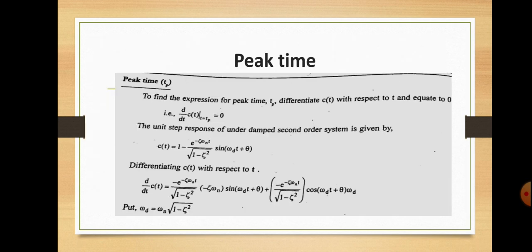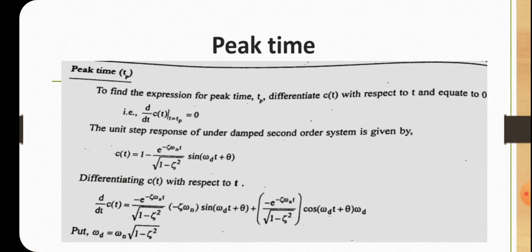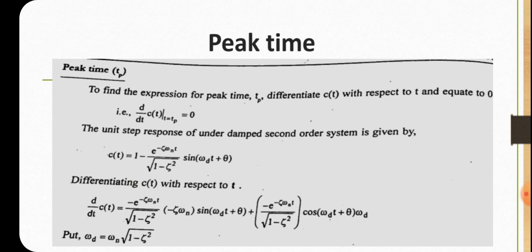So we have got the equation for rise time, and next we want to find out the peak time. You know that peak time is the time corresponding to the maximum value of the response. That means at the peak time the response will take a maximum value. So to find the expression for peak time, that is Tp, we differentiate c of t with respect to t, and the function will be maximum when its first derivative is equal to 0.